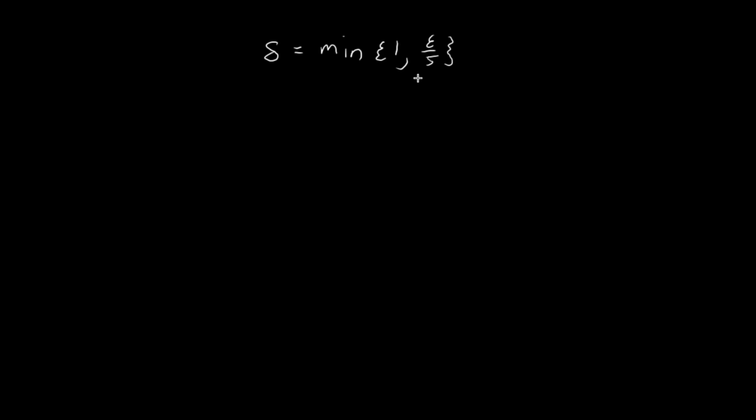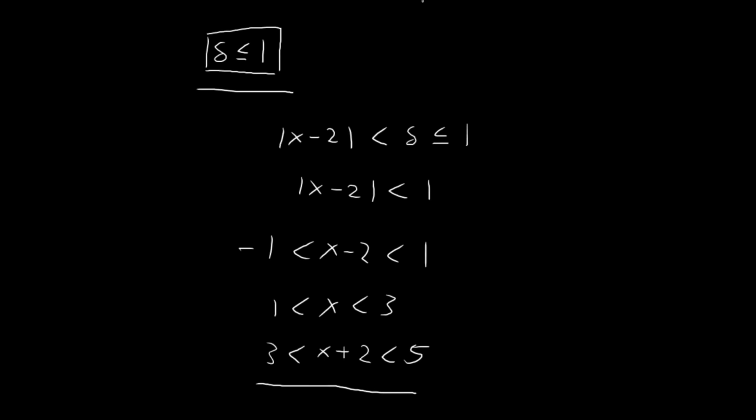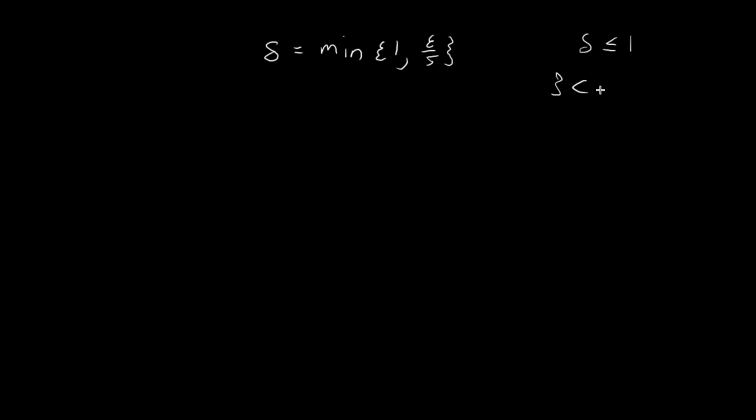And then for such a choice, you can see that delta must always be smaller than or equal to 1. Because if epsilon is too large, then you will just take the minimum, which is just 1. So for this expression, delta can never be larger than 1 because of this minimum and because of this 1 over here. And so that means our delta is always smaller than or equal to 1. So that means I can actually use this result over here. Now I know that x plus 2 must lie between 3 and 5.